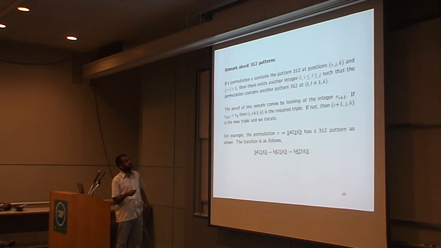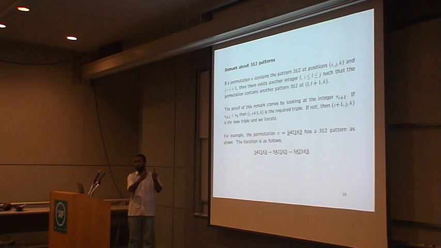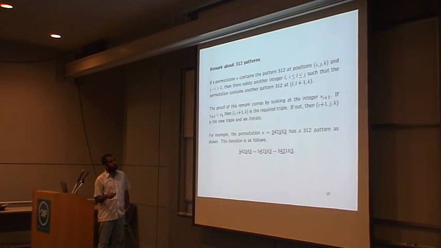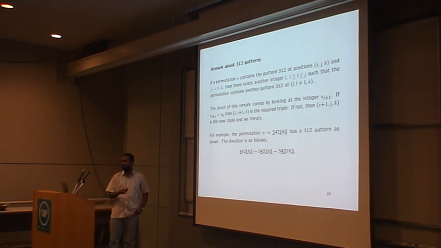Okay, so here's a remark on the structure of this pattern avoidance. If there is any ijk in a permutation that contains the 312 pattern, then there exists another integer l such that there's another 312 pattern at l, l plus 1, k. So you will find a 3 and a 1 which are adjacent. The proof comes by looking at the entry pi i plus 1. If it's less than pi k, then i plus 1, k is the thing, and I'm done. If not, then i plus 1, j, k is the new 312 pattern, and I just repeat until i plus 1 gets to j. So it's always the case that you will find two consecutive entries, a 3 and a 1 that are consecutive.